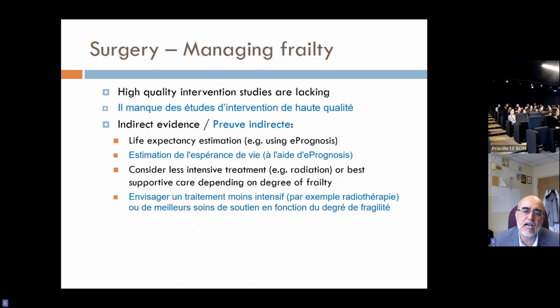We really do not have high quality intervention studies in the setting of surgery for prostate cancer. We have some data in other oncologic surgery. We have indirect evidence of a couple of key things that are important. The first is that we should do a formal life expectancy estimate in all older adults. I believe this was presented earlier today in the conference with tools like ePrognosis and others that allow you to estimate the remaining life independent of cancer.